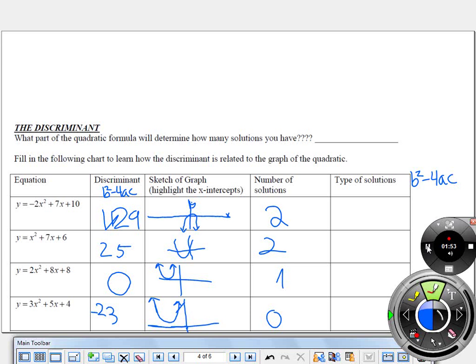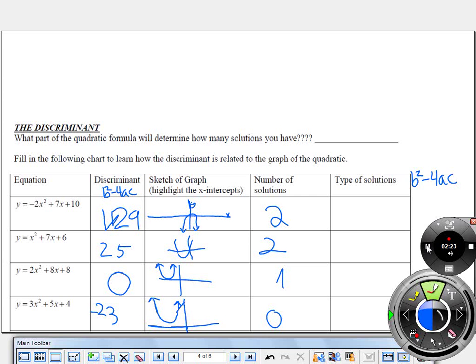The next graph also crossed twice. It was concave up. Its a value is positive, so that makes sense. Okay, so sketch, it crossed twice. Notice that its discriminant is 25. Okay, so that makes sense with the quadratic formula and what we talked about. These were both positive numbers, so there were 2 solutions, which meant we would see our parabola cross the x-axis 2 times. Okay.